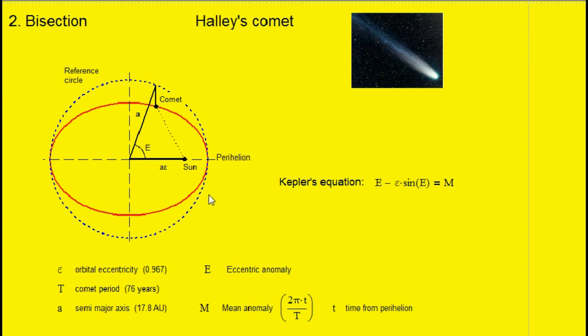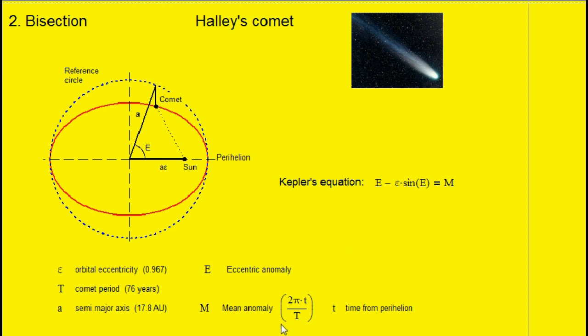Astronomers like to use a representative circle. Shown here is a blue dashed line to find the position of the comet. They use Kepler's equation, which is E minus epsilon times sine E equals M, where epsilon is the orbit eccentricity, a number between 0 and 1. For Halley's comet, it's 0.967. M is known as the mean anomaly, and E as the eccentric anomaly. For anomaly, read angle. M and E are angles. Astronomers call them anomalies for historical reasons.